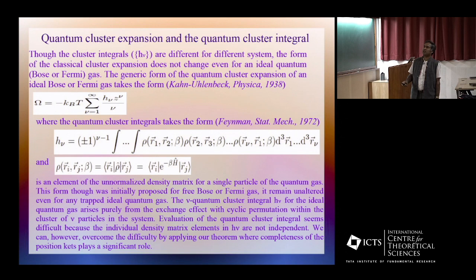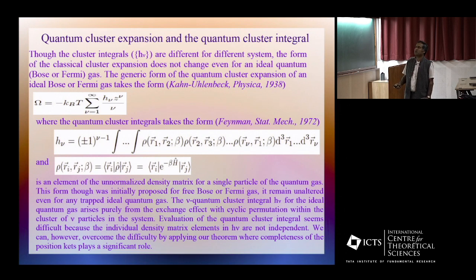this rho Ri Rj beta is an element of the unnormalized density matrix. So e to the power minus beta h is the unnormalized density matrix. So this is an element of the unnormalized density matrix for a single particle of the quantum gas. So this form, though initially proposed for free Bose or Fermi gas, remains unaltered even for any trapped ideal quantum gas. The quantum cluster integral H nu for the ideal quantum gas arises purely from the exchange effect with cyclic permutation within the cluster of nu particles in the system.